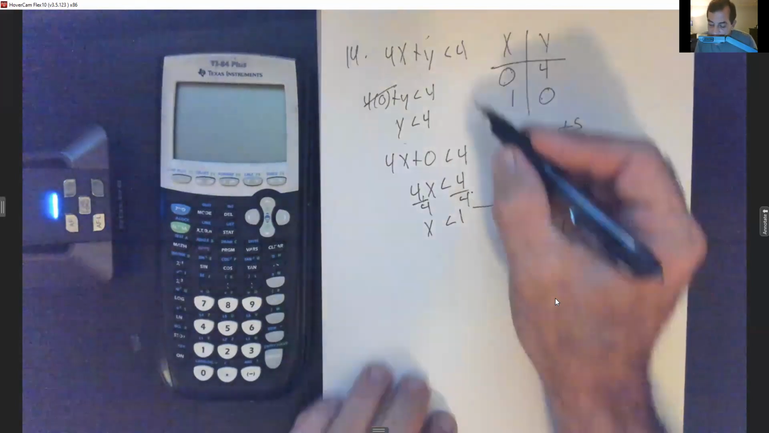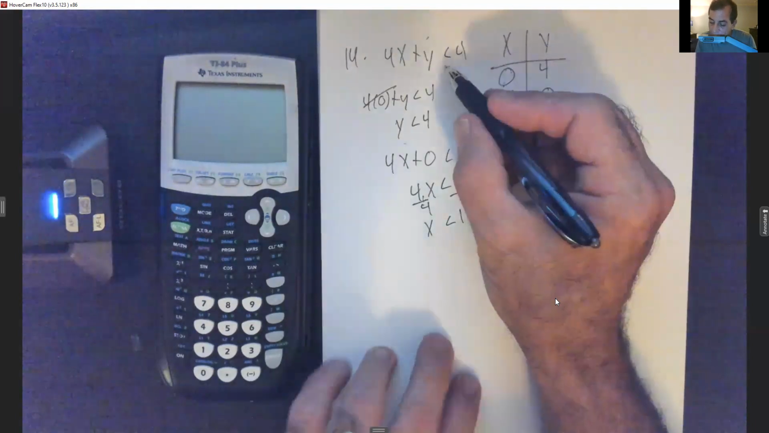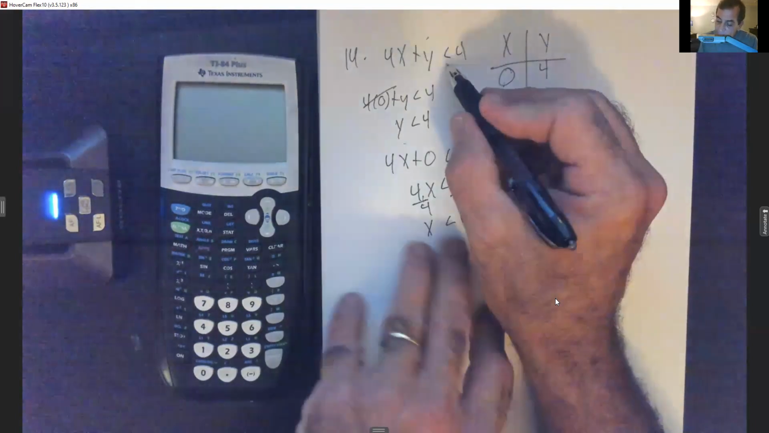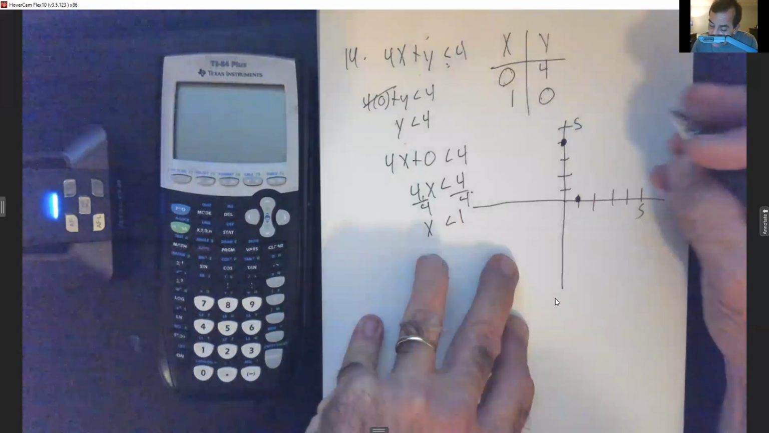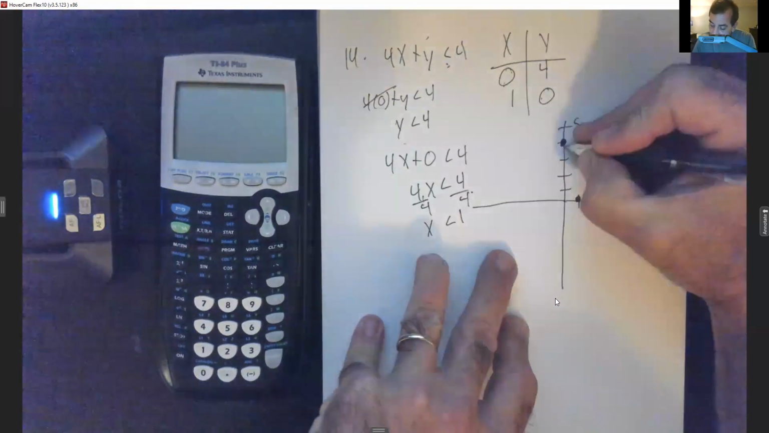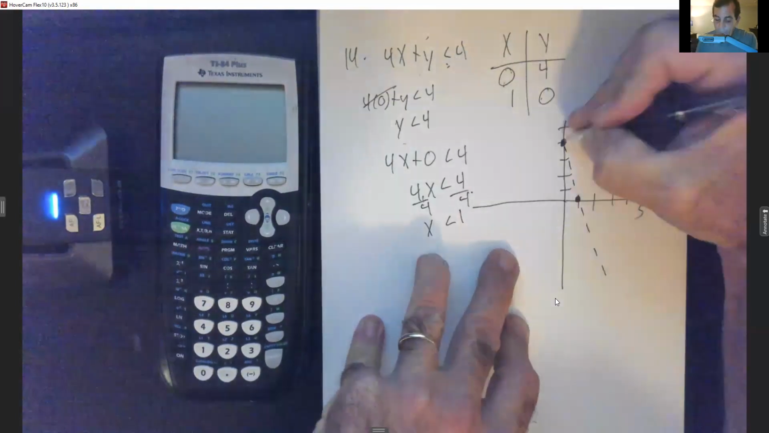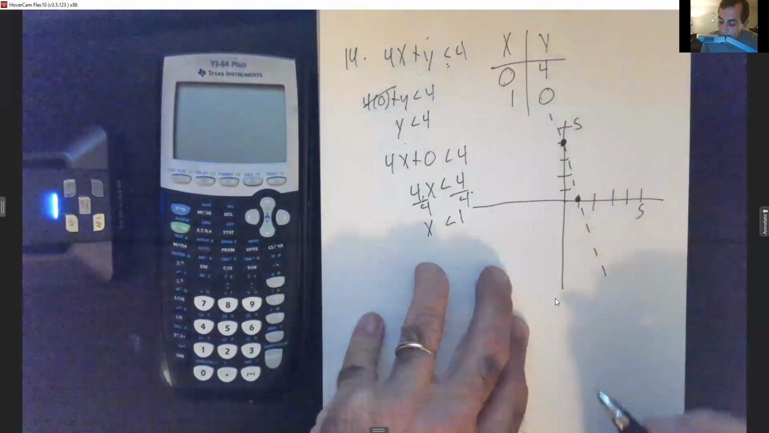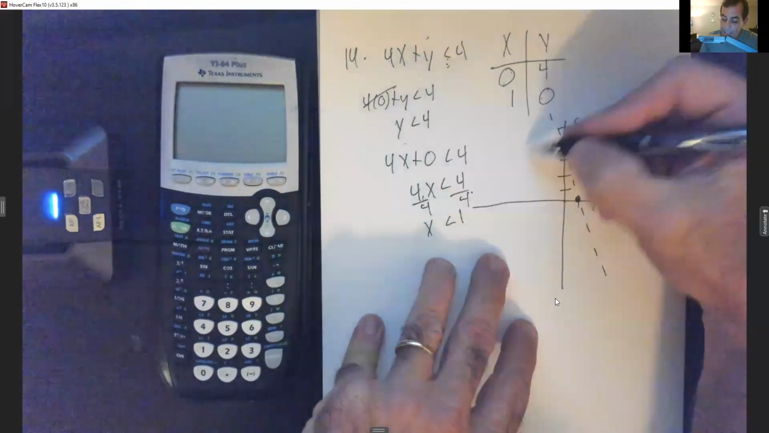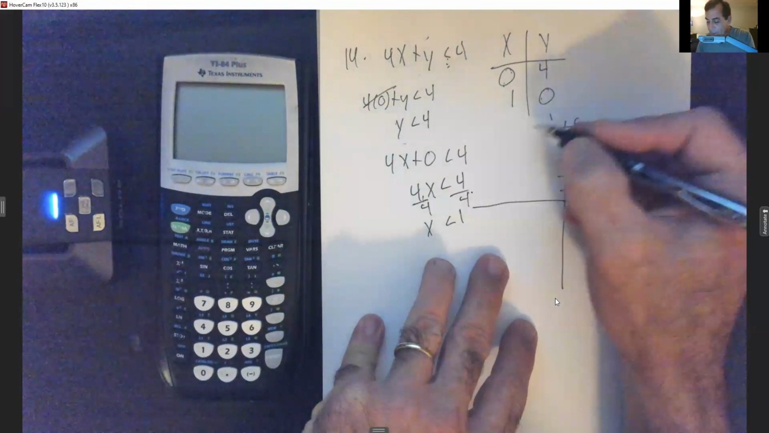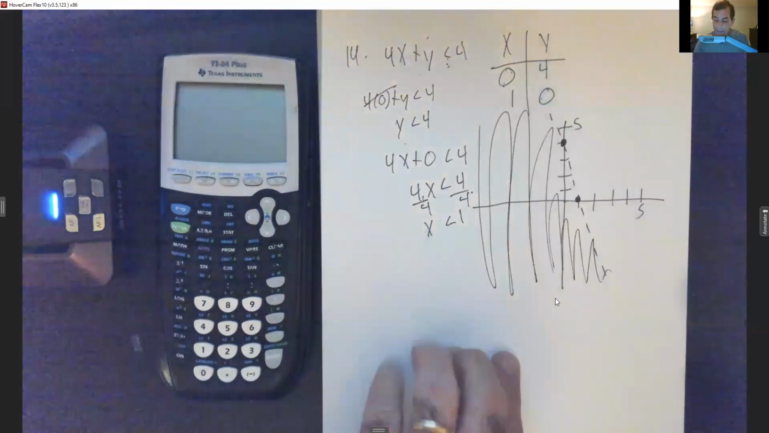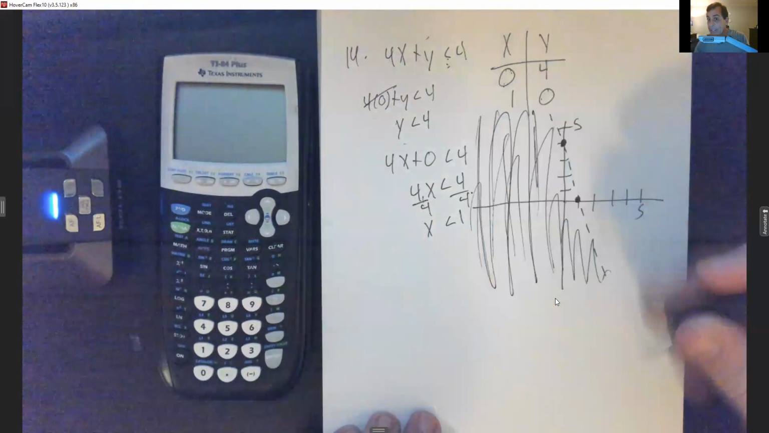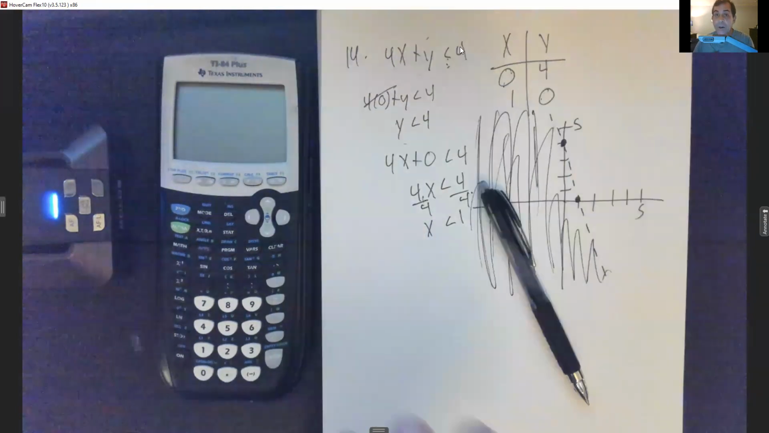That is less than right here, right? Since the y is on the left and it's less than, it's like a less than. So there's no equals, so that'll be a dotted line. And then we would shade below because it is less than. So that would be all of that shaded, okay? And remember, my line is dotted. So I would go back to my screen.